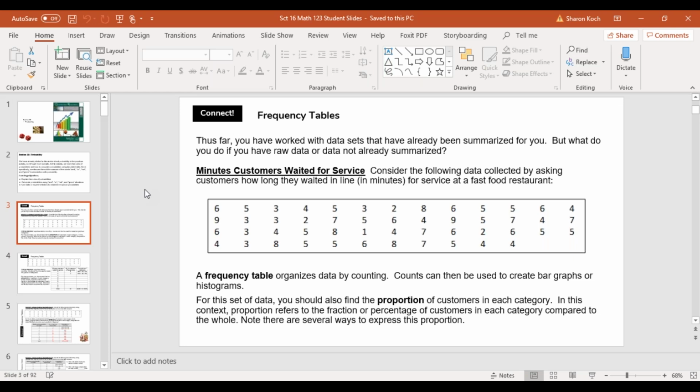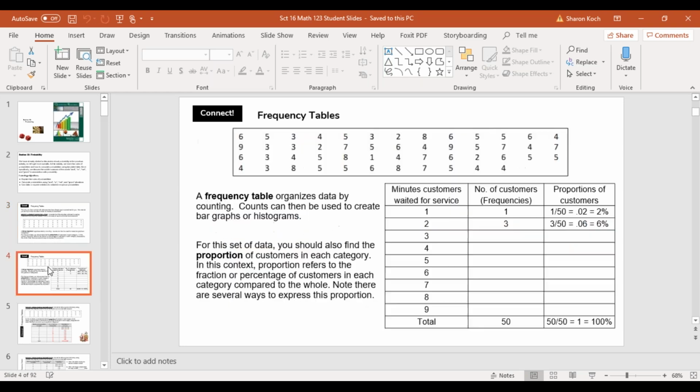Now, what you need to do with this raw data is to create a frequency table. A frequency table is just going to organize this data by counting the types of data that we have present. From the frequency table, we can calculate the proportion of these customers that waited a certain number of minutes. So let's take a look at what a frequency table might look like for this scenario.